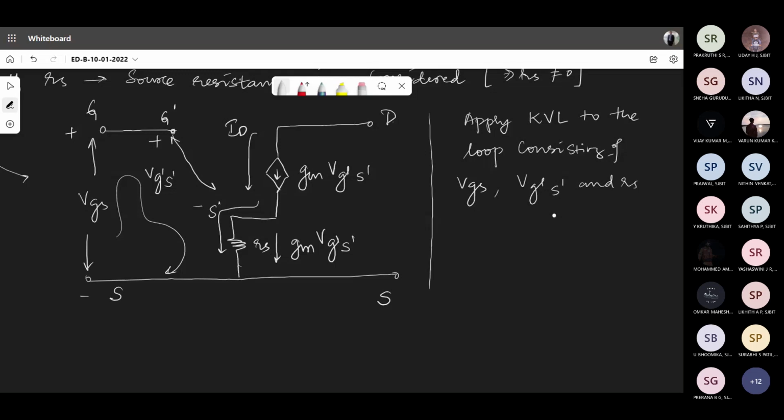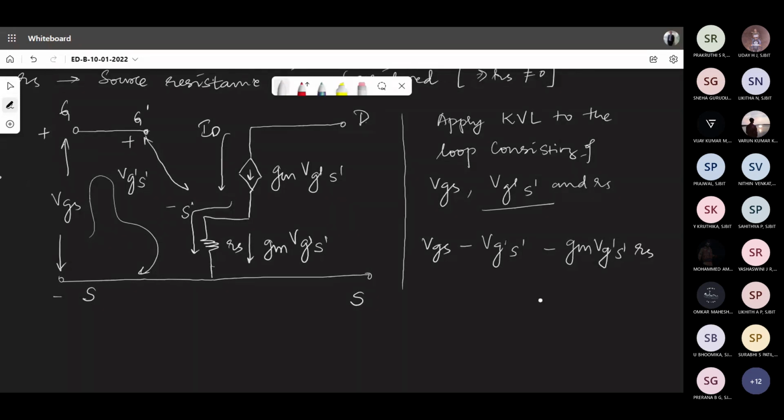Tell me what you get. Minus VGS minus VG dash S dash minus GM times of VG dash S dash times of RS. This is what you get, equal to 0. Correct?